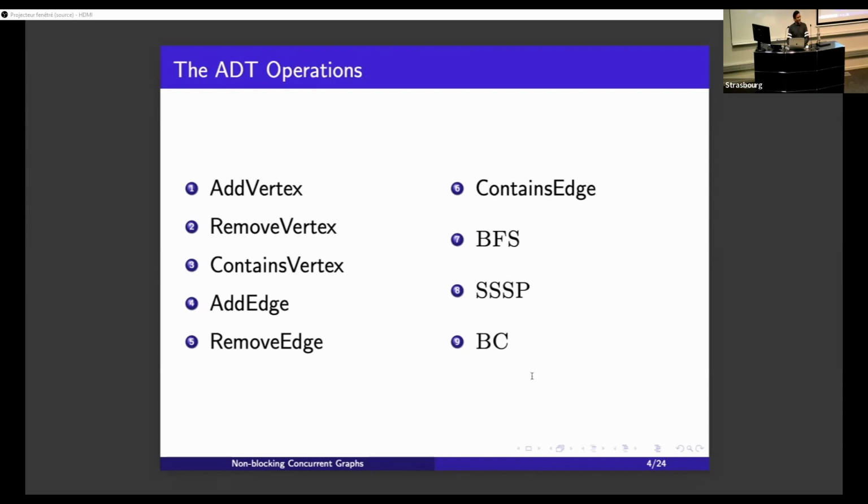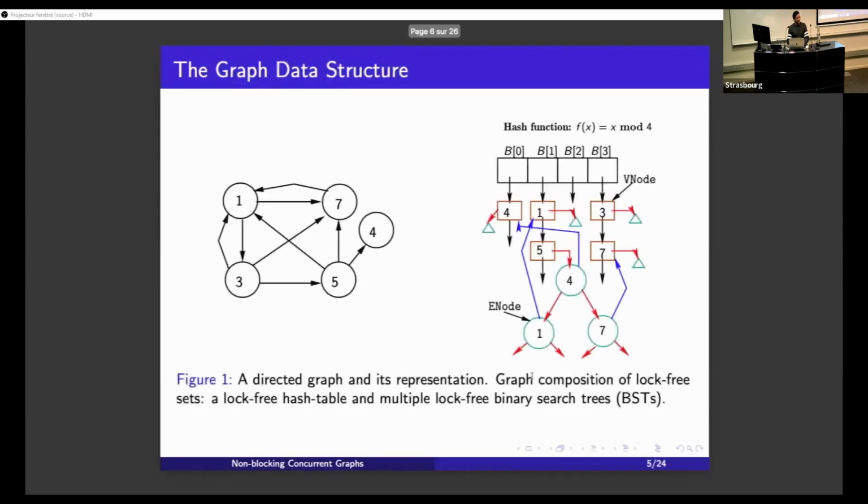Based upon these edit operations, we first want to design a data structure which supports dynamic operations. This is the data structure we designed. Earlier we proposed some inefficient ones, and we derived an efficient one, this one. At first we targeted the directed graph. The graph is represented as a composition of a lock-free hash table and dynamic binary search trees, both of which are lock-free.